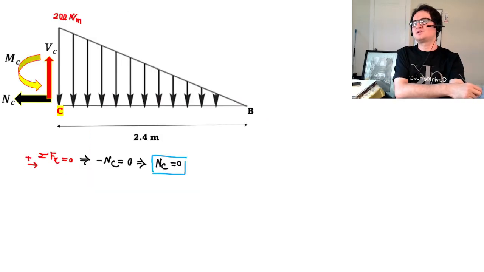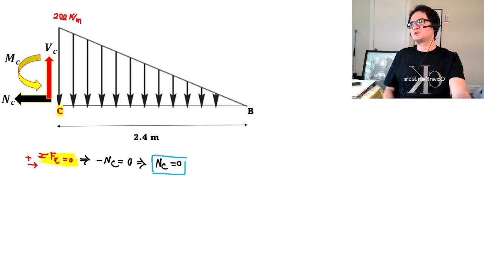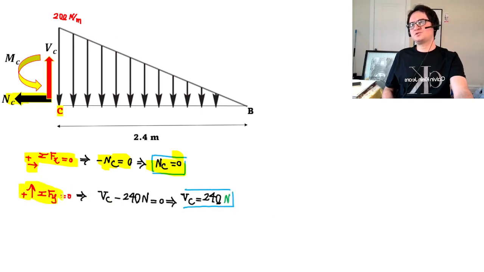Just by summation of forces in the x direction, it gives us negative NC, considering the positive x direction as positive for our calculation. So negative NC is equal to 0 because there is no other force to cancel. NC goes to 0, there is no x component of force.